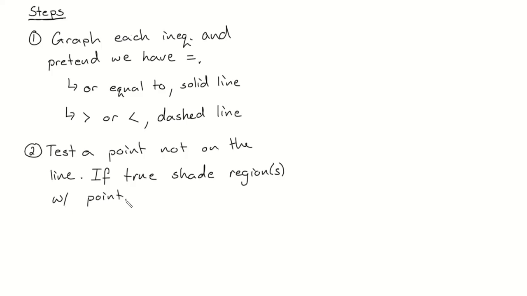Now, that's the test point that I'm referring to. And let's see how our powers of deduction work. If it's true, I shade the region with the point. What if it's not true? Shade other region. It'll get more clear once we do an example, but we'll go ahead and say if false, shade other region.